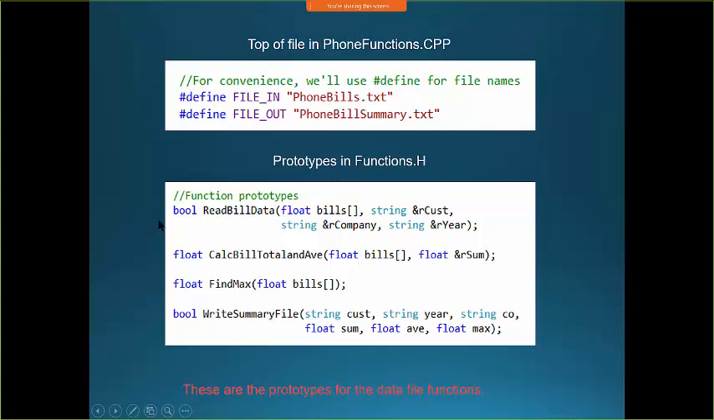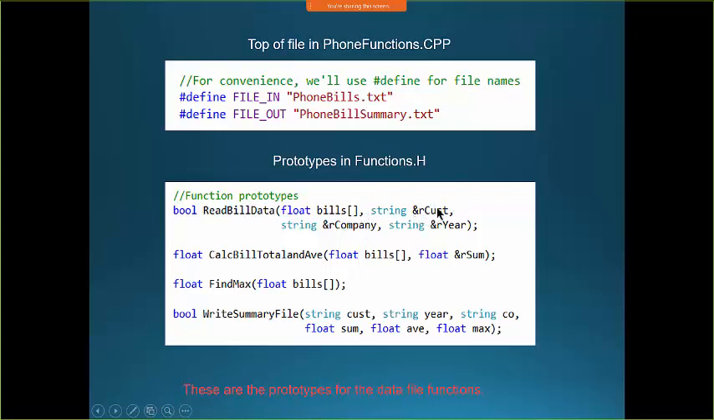Okay, so here we have those defined. Then we have these functions. We're going to have a read bill data, and notice we're passing in an array of floating points bills. Notice in the function definition, when we pass in a parameter, we don't put the number of elements here. We just put in, hey, this is going to be an array.